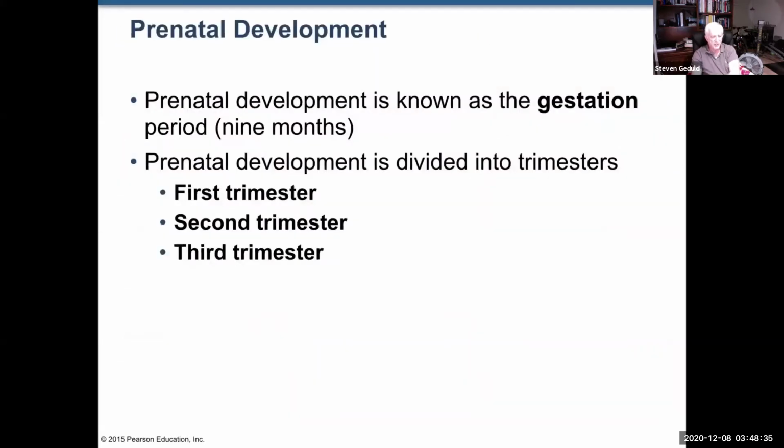So prenatal development is known as gestation. Gestation period in humans is 9 months. Prenatal development is divided into trimesters. The trimesters are the first trimester, second trimester, and third trimester.